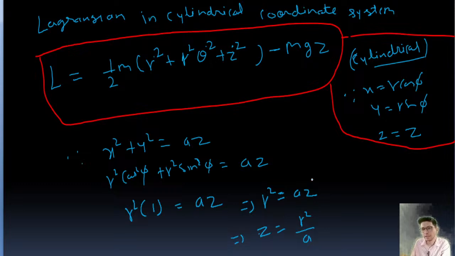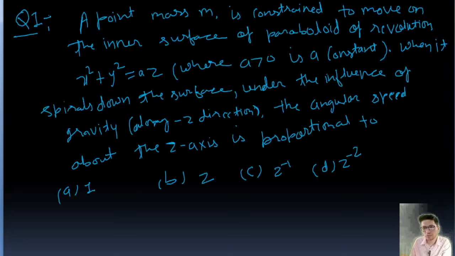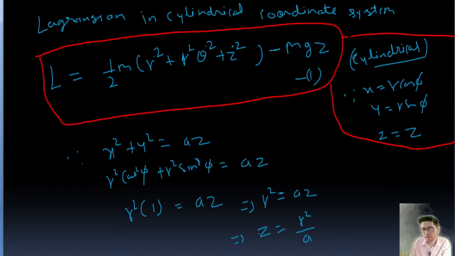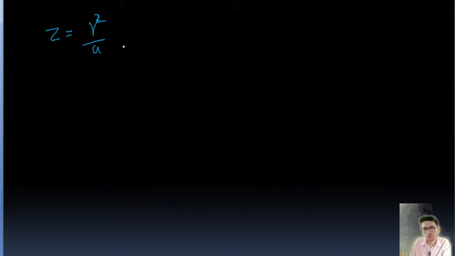r square by a, and this is r square equal to az. Now what we are going to do is put the value of z in equation 1. Since we have z equal to r square upon a, we can differentiate it.